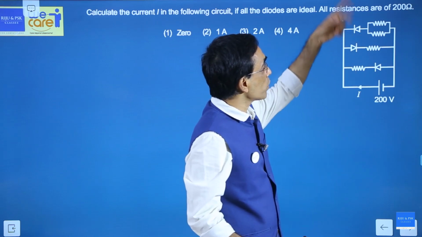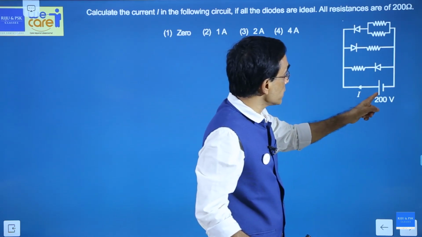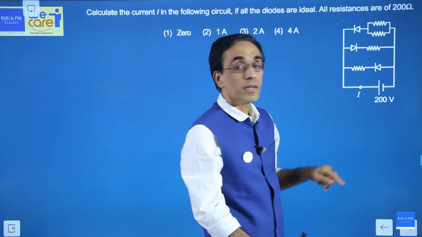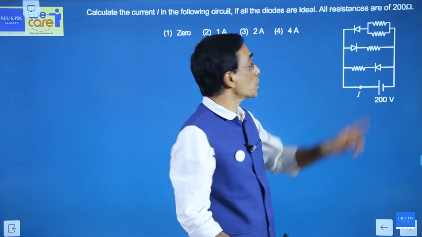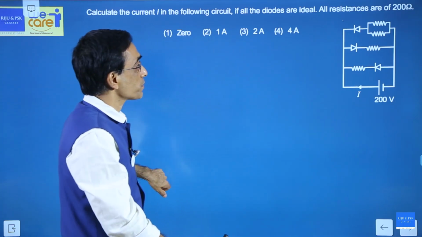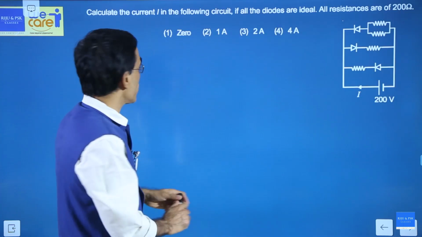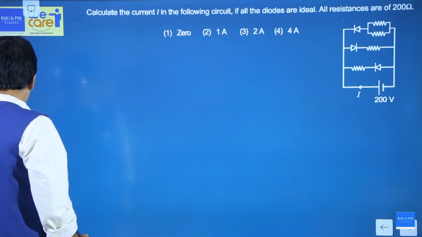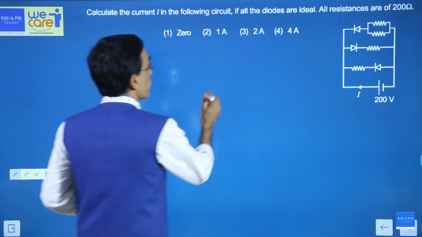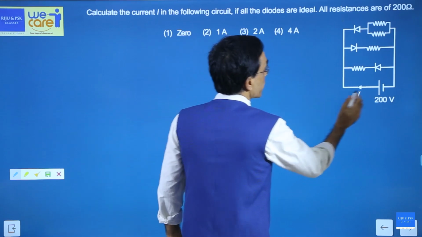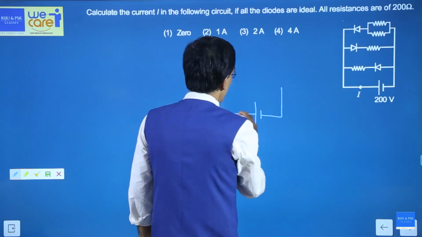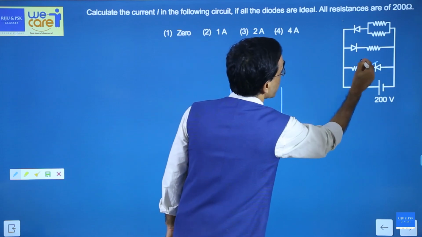What about the diode on the top? You can see that its N side is connected to plus 200, so that is reverse biased. So that will also not conduct. So the circuit becomes very simple for us. Practically, the circuit will look like this, I'll just draw. This battery is connected, and I said this diode will not conduct.